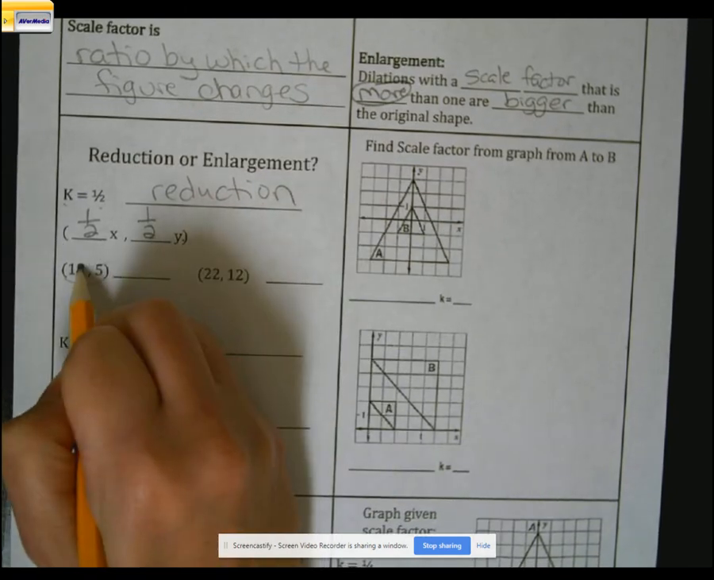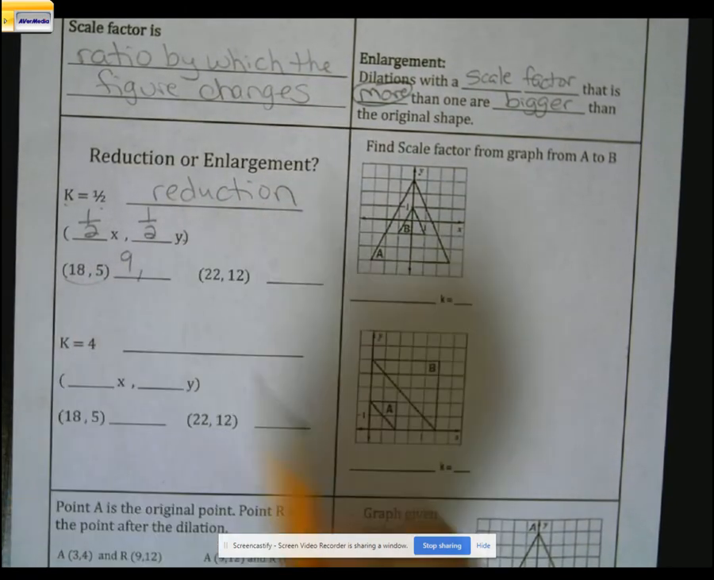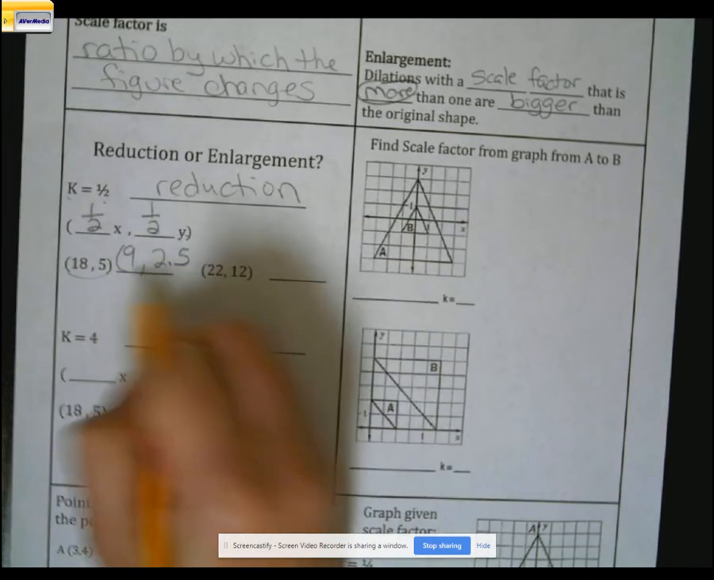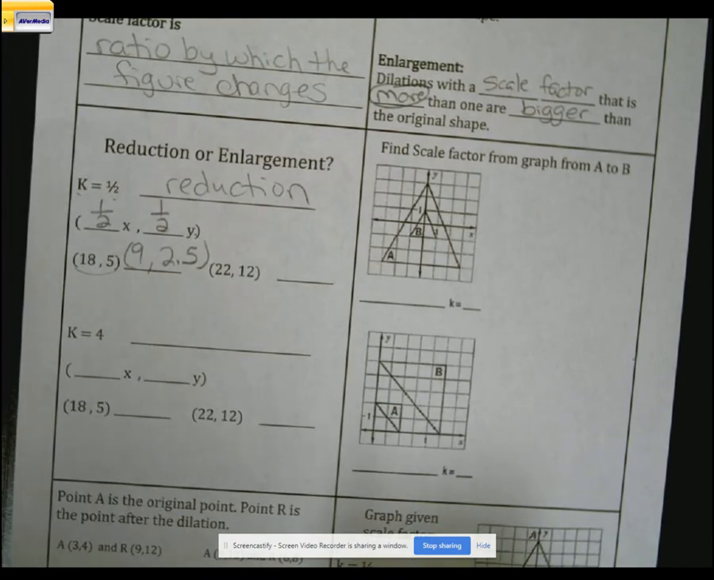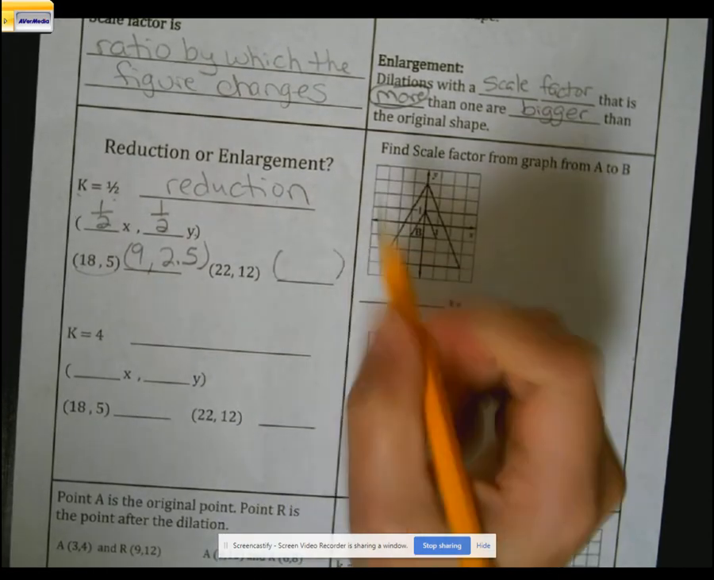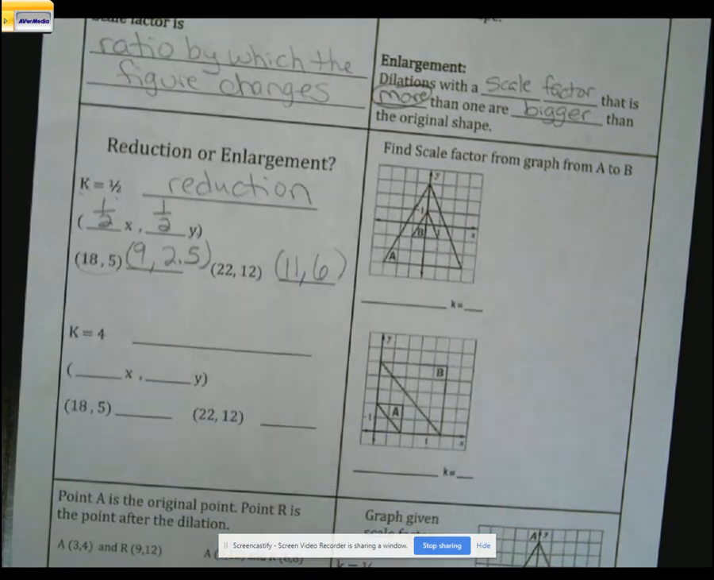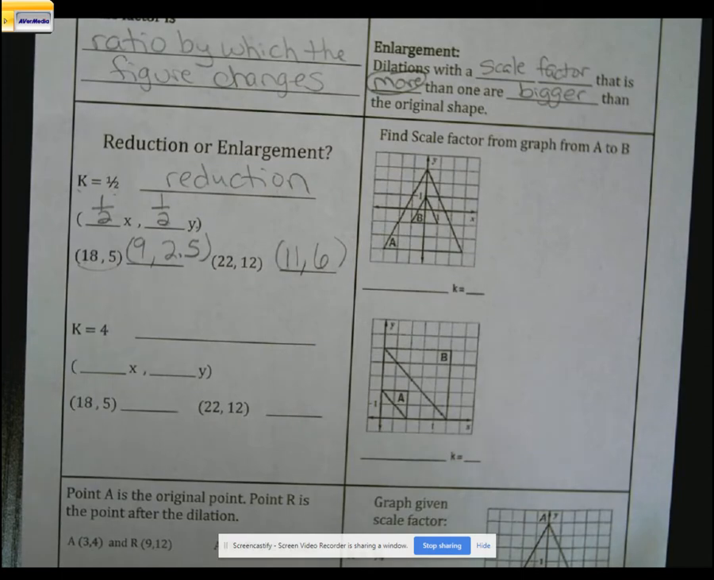So half of 18 is 9. Half of 5 is 2.5. That's my new ordered pair there. Over here, half of 22 is 11, half of 12 is 6. And that's all I have to do for scale factor. All right, so let's look at our next one here.